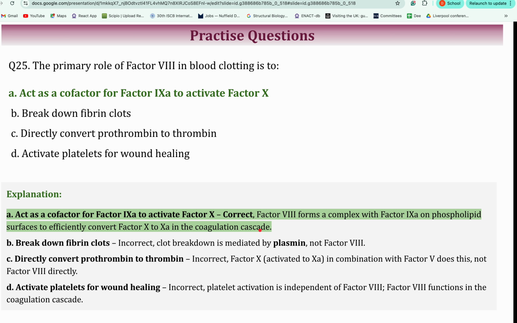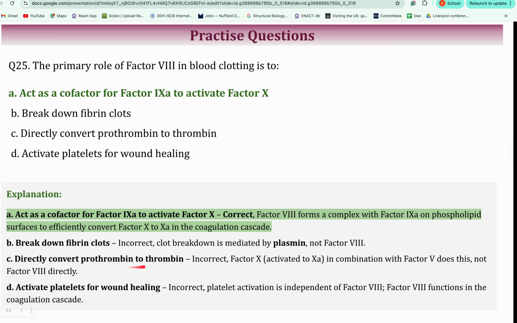So when we were talking in the session, we looked into a cascade, how these different factors initiate a series of reactions. So they activate each other, and ultimately factor 1 is activated, which generates the fibrin clot. So it is a series of reactions. There is a cascade going on. Option B was break down fibrin clots. So fibrin clots are not broken down, they are formed. And this breakdown is mediated by plasmin and not factor 8.